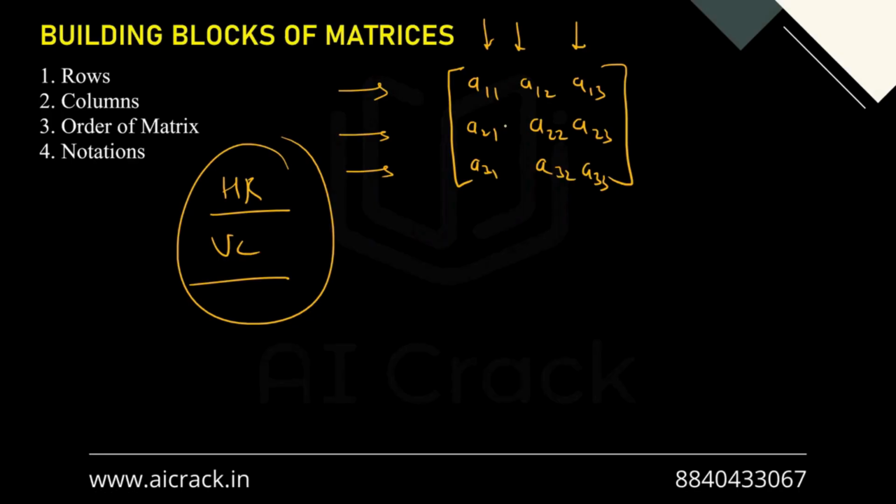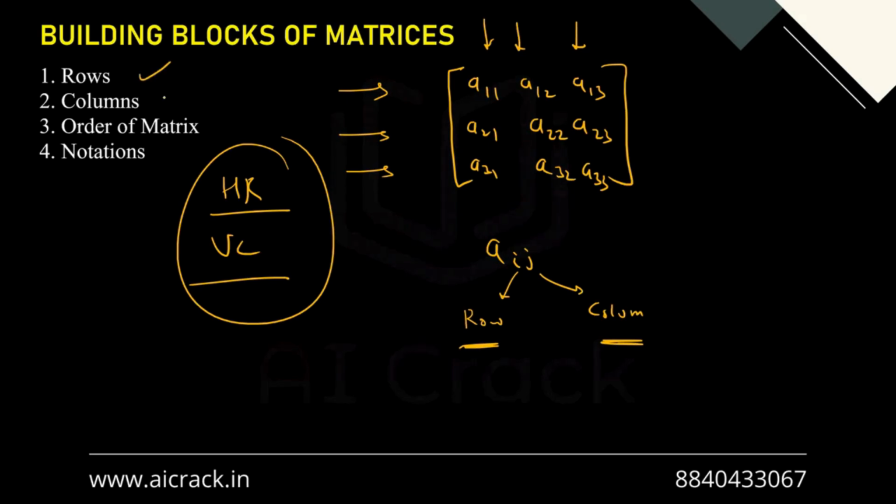Now the first term, what is this A11, A12? How do we define it? If we are talking about Aij, then i is the row in which the element is present, and j is the column. So A11 tells us that this particular element is present in the first row and first column. This one tells that it's present in the first row, second column. So basically, the first is always row, second is always column.